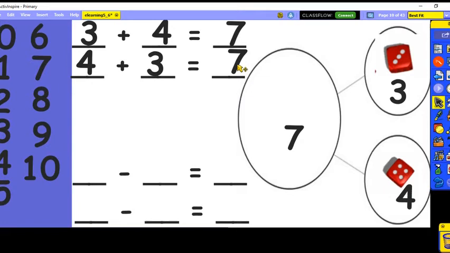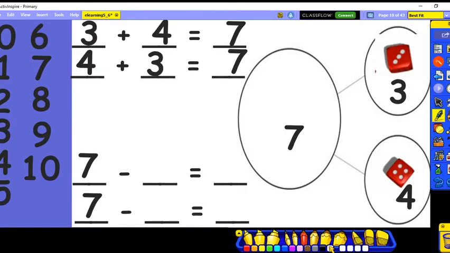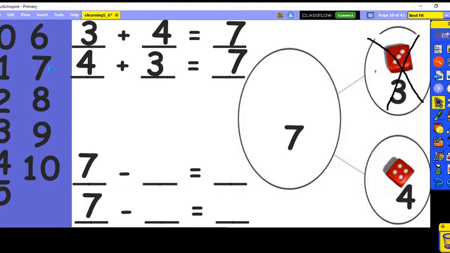Now, when we subtract, we're going to subtract each of these parts. So we've got the part and the part and the whole. We had one part and another part that we rolled, and then we found the total, okay? So now that we have the total, we're going to subtract each part to find the other part. Okay, so 7 minus 3, so let's take away this part, and let's see how many we have left. So 7 minus 3, and what's the other part? 4. So 7 minus 3 equals 4.